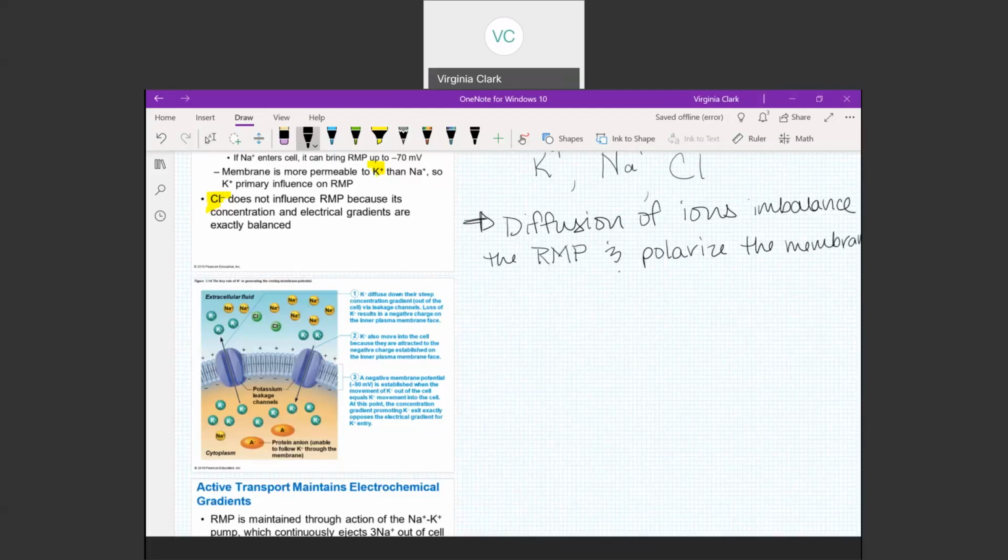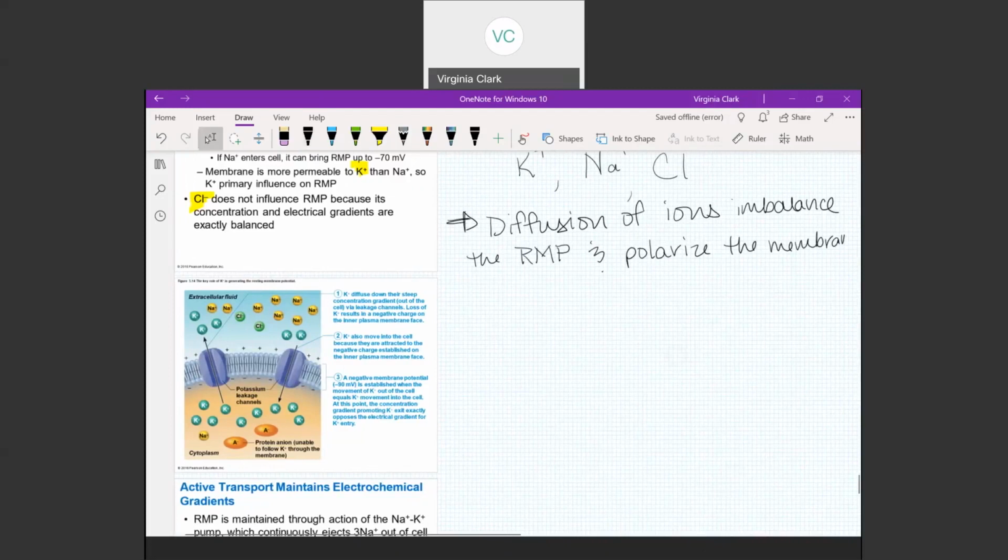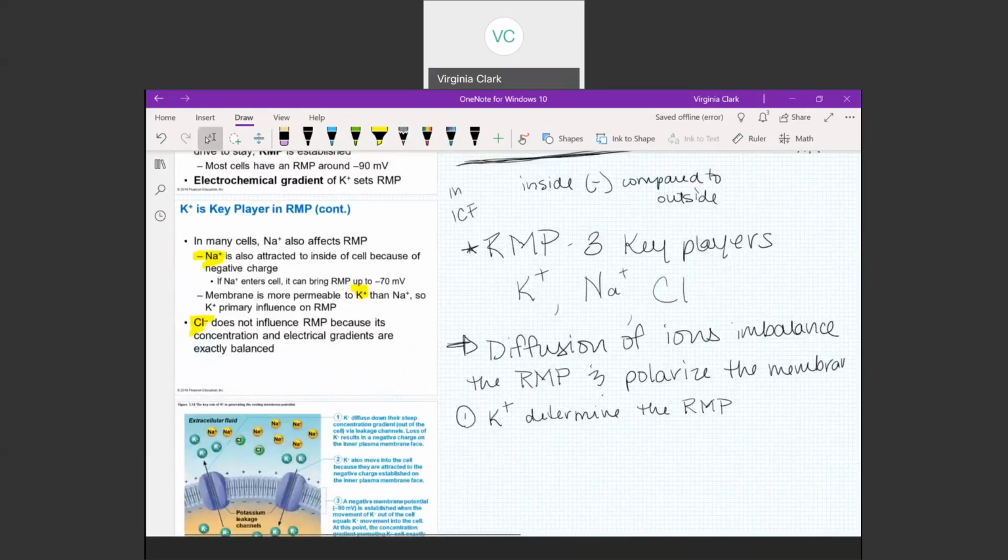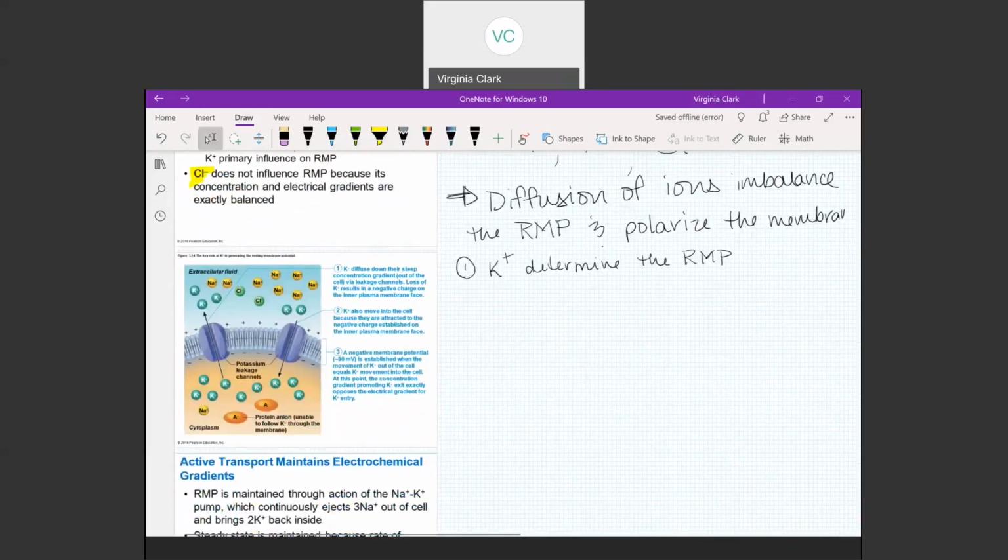So the diffusion of the sodium, potassium, and chloride will imbalance the membrane and it will polarize it. So we're going to talk through each one individually. So the first step, the potassium is going to determine the resting membrane potential. Potassium is the key player right here. So potassium will determine the resting membrane potential.